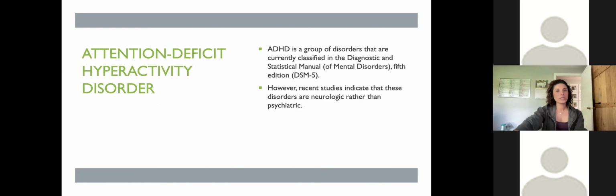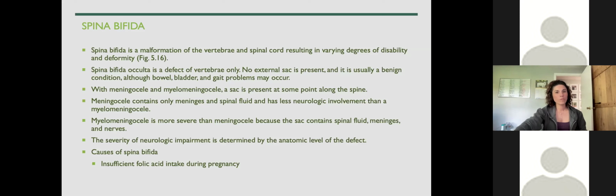Next is attention deficit hyperactivity disorder, so ADHD. And that is a group of disorders all rolled into one. Originally, it was thought that these were a psychiatric disorder, thinking that it was a mental health issue, but we're now finding that it is a neurologic issue rather than a psychiatric. So that's really all we need to know about ADHD.